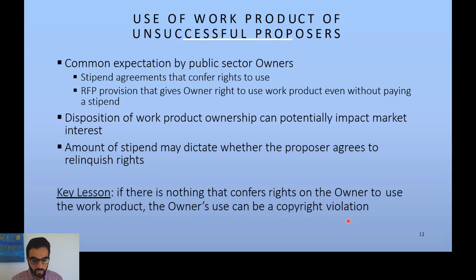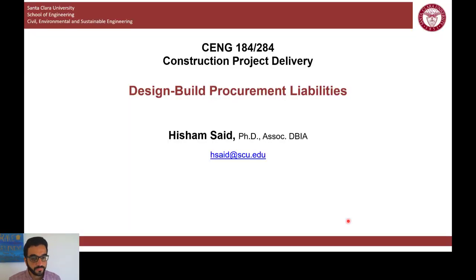So you have to clearly say that the proposal products that you submit to me, if you're not selected, I will have the ability to use them. And of course, if you don't propose a stipend with that, that's a very big red flag for a lot of people. But even if you provide a stipend, you have to clearly say that in return for the stipend, I'm taking the right to use your intellectual property here, even if you are not selected.